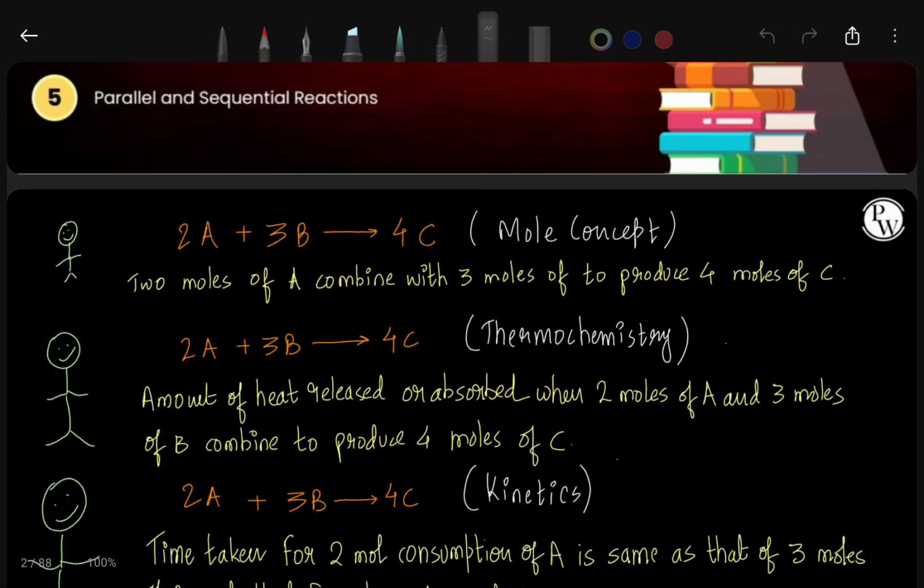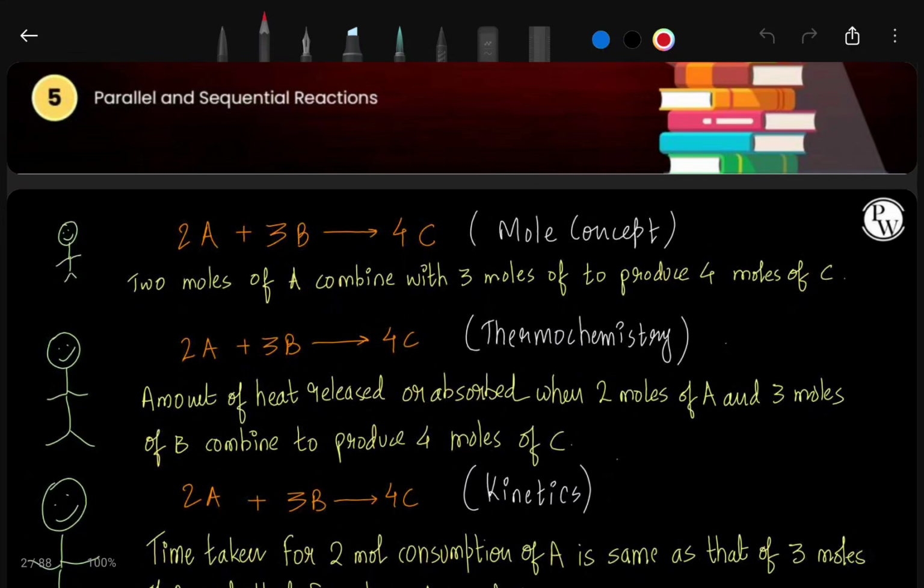First, we know that in class 11, when we were children, we studied the mole concept. According to the mole concept, when 2 moles of A react with 3 moles of B, that gives 4 moles of C. How does this happen? This can be discussed in the following minutes.